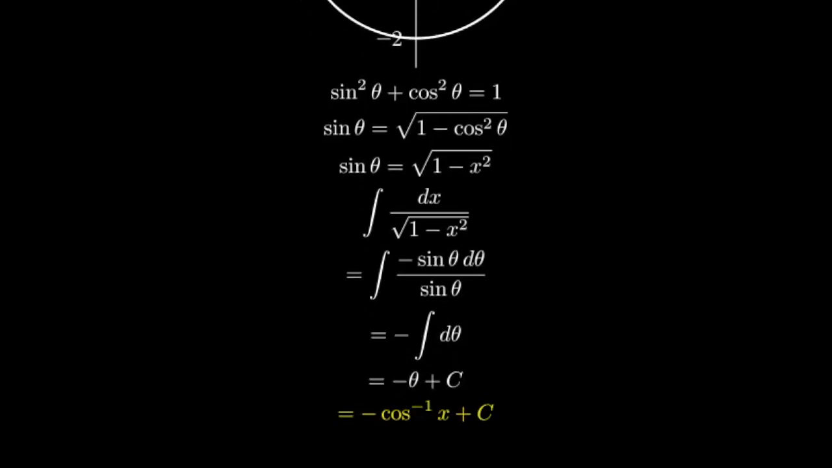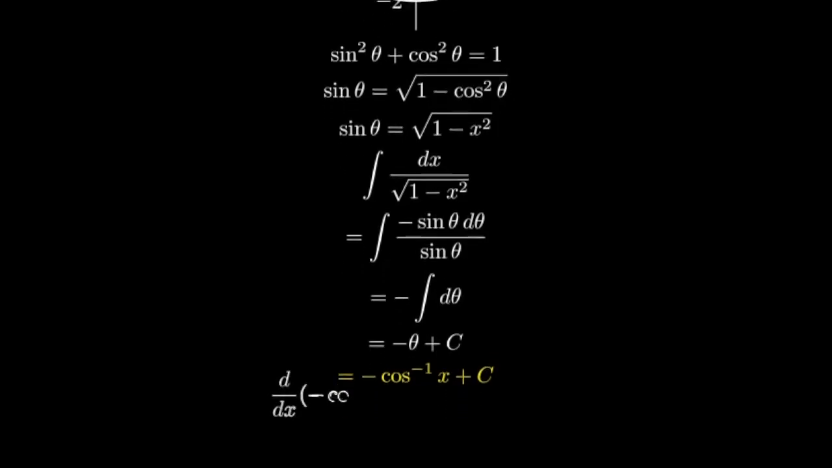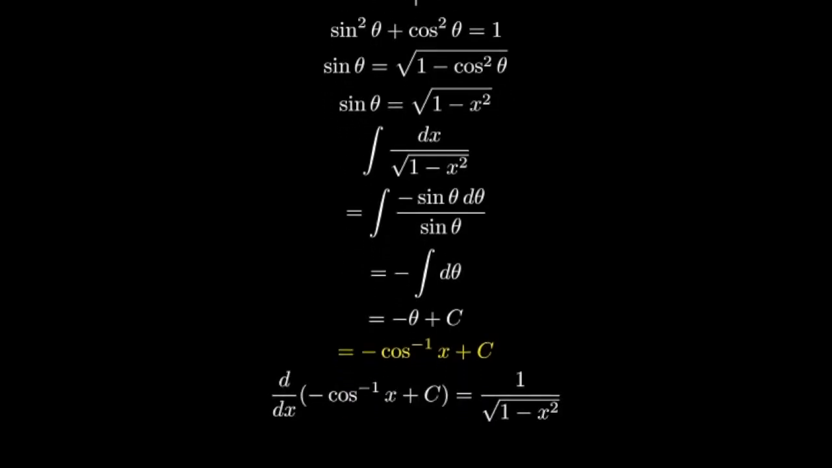Since x equals cosine theta, theta equals arc cosine x, giving us our final result, negative arc cosine x plus c. To verify this is correct, we can take the derivative of our answer and see that we get back to our original integrand. This proves that our integration formula is correct.